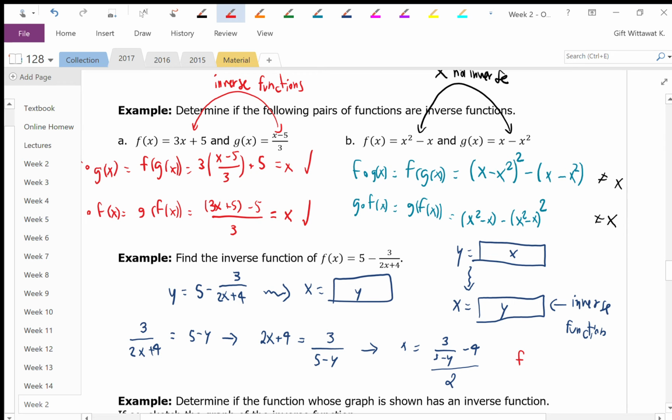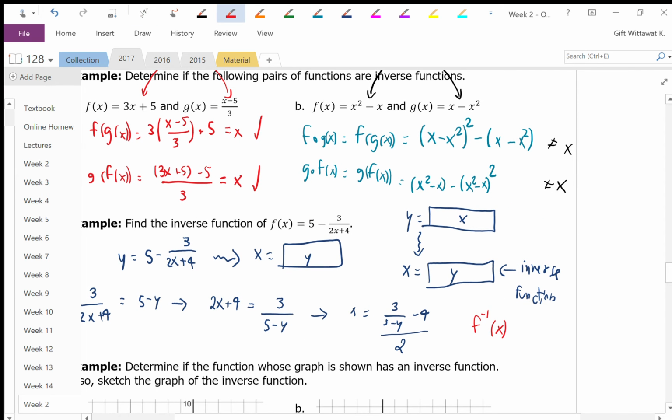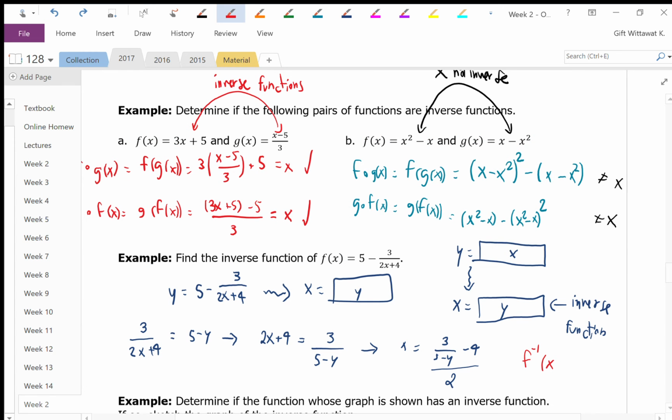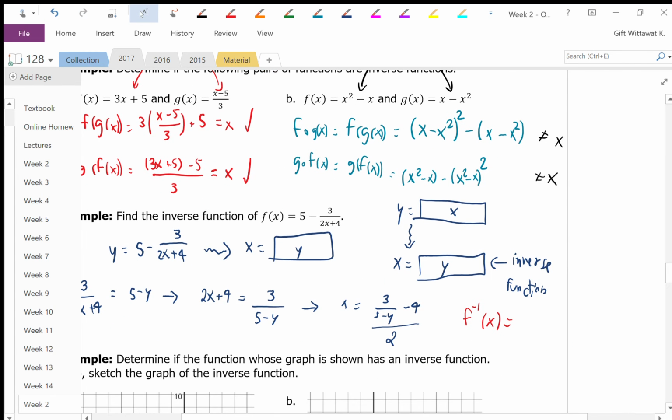So the inverse function for this, let me call it f to the negative 1. That's the typical notation for the inverse function. Let me distribute the 2. So the inverse function here is going to be, when I distribute the 2, 3 divided by 2, so that's 1.5 over (5 minus y), minus 2. And that's going to be my final answer here.